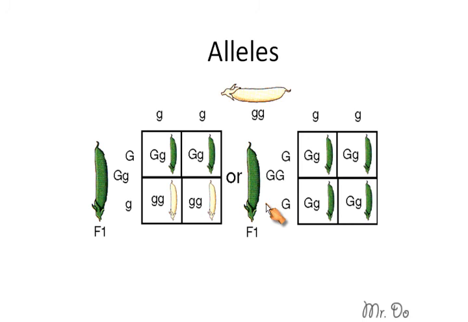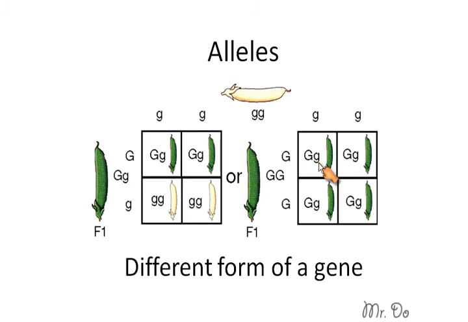Colors or height or any of those things are called genes. Inside each gene, there are different forms of a gene. For example, green, you can have big G big G or big G small g and you can still be green. These letters in science, they don't call them letters, they call them alleles, which means different forms of a gene.